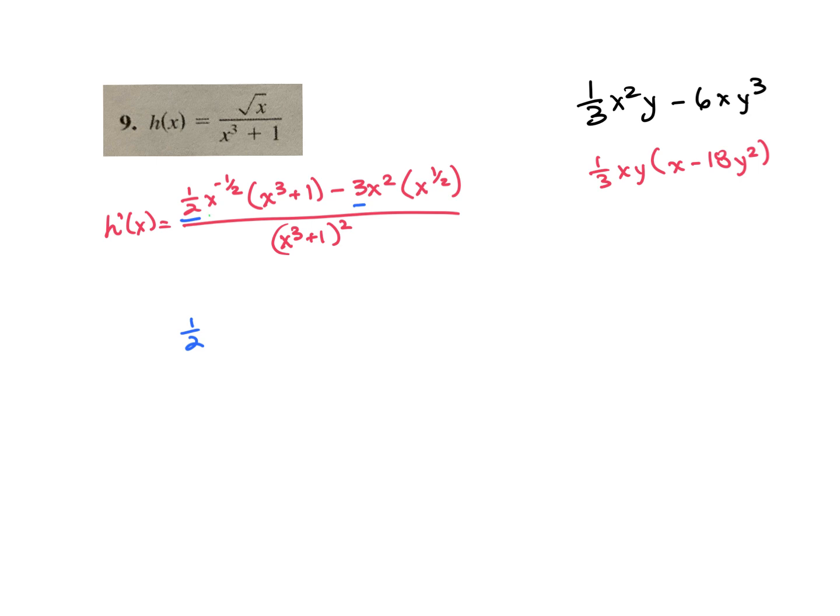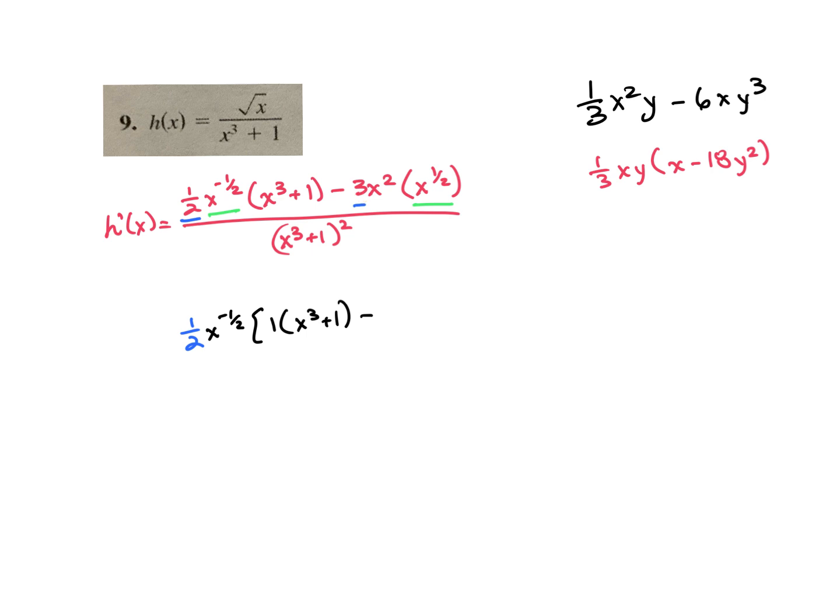Now I have this x to the negative 1/2 and this x to the 1/2. What can I factor out? x to the negative 1/2, because that's the least power. All right, and so now we're going to see what's left. If I factored out a 1/2 x to the negative 1/2 from this spot, then I'm left with 1, and then I still have this x cubed plus 1 minus, now I factored out a 1/2 from a 3. So what am I left with?